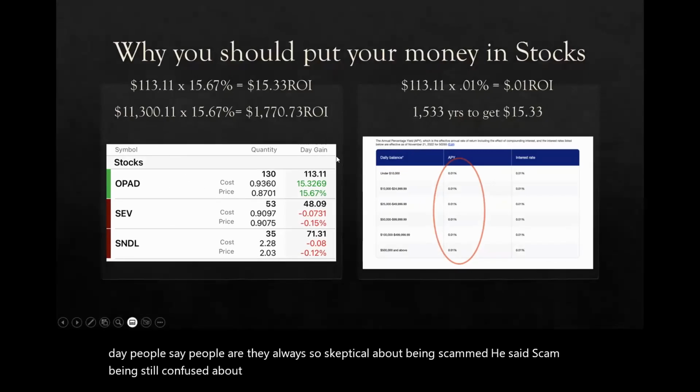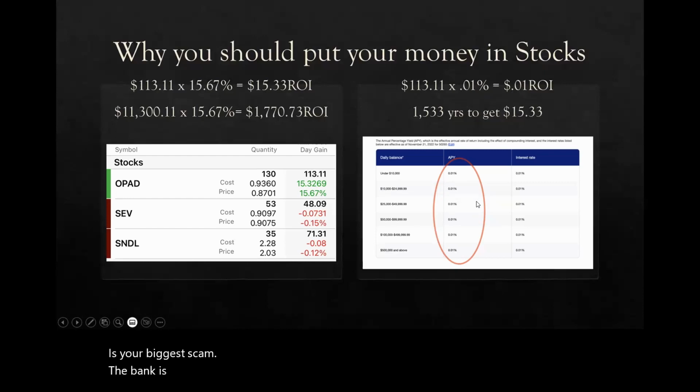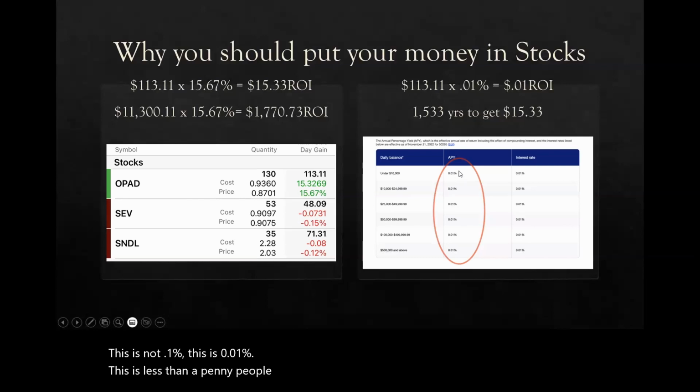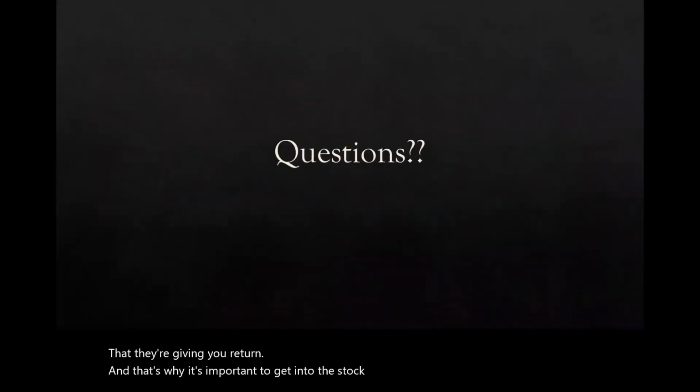The stock market is not a scam. The bank is your biggest scam. They take your money, lend it out, charge interest on it, and give you this, not 0.1%. This is 0.01%. This is less than a penny, people. This is less than a penny that they're giving you in return. And that's why it's important to get into the stock market. Anybody got any more questions?